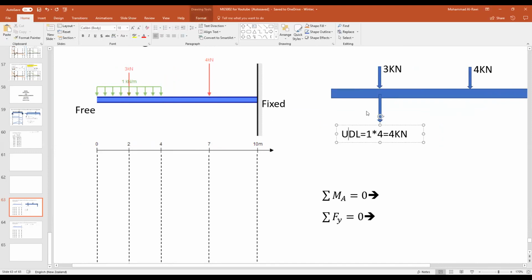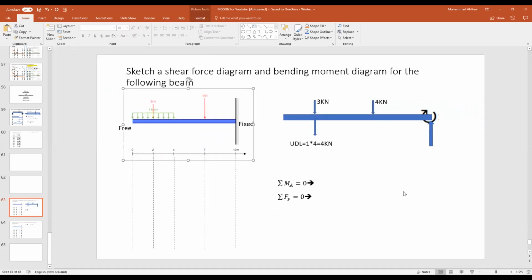So that's the UDL. Now, on top of that, we have 3 kilonewtons, because this question wants to test how we deal with a UDL and a force at that position, right? Okay, I'm just putting my point A here so I know what we're doing. Now, to solve this question, I'll go through the comments very soon after I finish the second step.